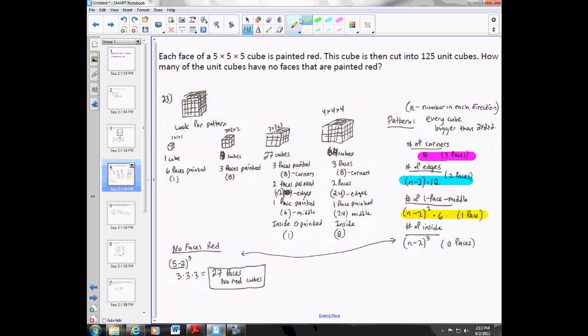So for example, now we're on a 5 by 5 by 5, and it's saying we want to know how many are not painted. So that's specifically talking about the inside. So the inside of a 5 by 5 by 5 is going to be a 3 by 3 by 3 cube. So it's 3 times 3 times 3, which is 27 cubes that are not red. I would encourage you, practice this problem with bigger numbers. This is a really good problem to learn about.